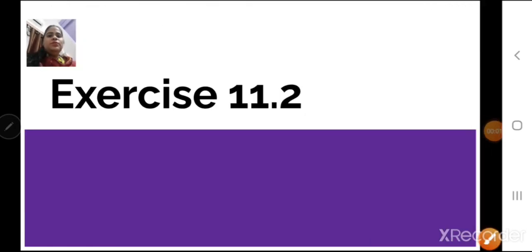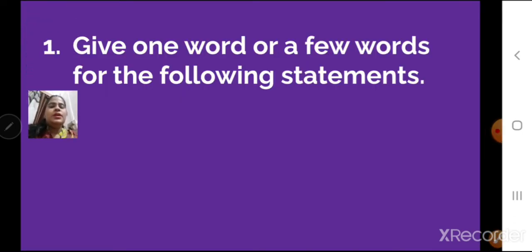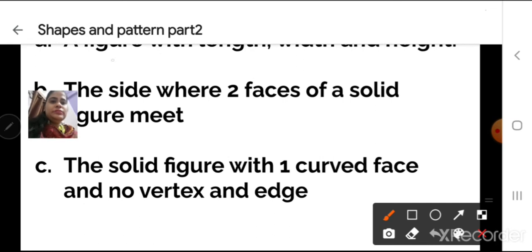Children, now let us move towards exercise 11.2. Question number 1. Give one word or a few words for the following statements. Children, you can note it down in your textbook or in your maths classwork. First one, a figure with length, width and height. What is that figure known as? It is known as a solid shape. Correct?